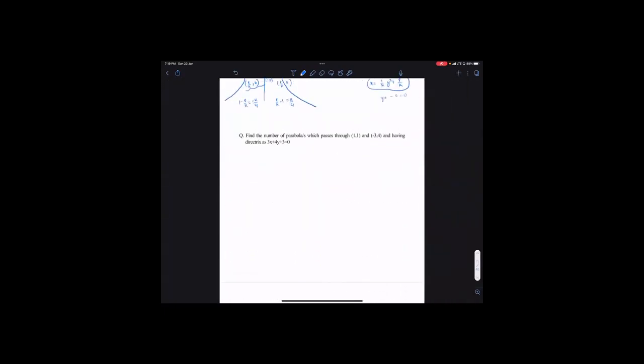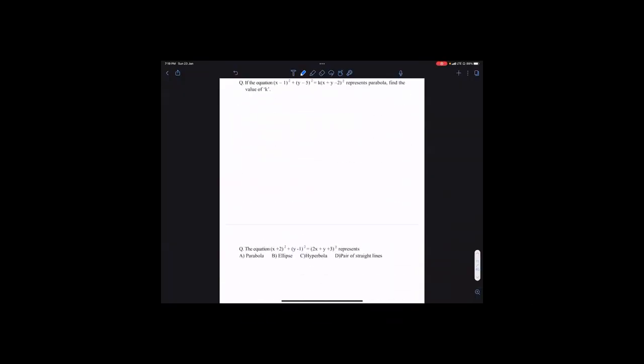Okay. Yeah. Next, we'll go to the tangents. Okay. Before tangents, first we need to see parametrization. Okay. Very important in parabola.